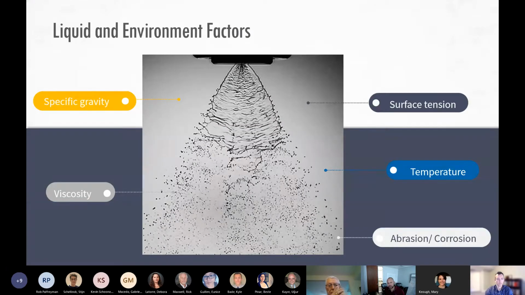Along with spray characterization, there are also some liquid environmental factors that are critically important for various applications. One of which is specific gravity. We need to understand the density of that liquid and how it impacts not only your pumps, but also your spray characteristics. Another is viscosity, which is important for understanding the amount of energy it takes to move that liquid. The next is surface tension. Then we have temperature, abrasion, and corrosion.